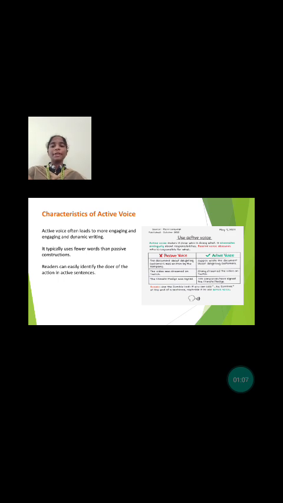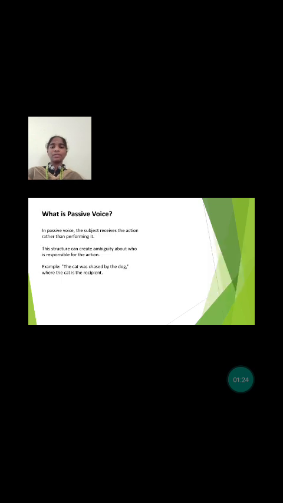Characteristics of the active voice. Active voice often leads to more engaging and dynamic writing. It typically uses fewer words than passive constructions. Readers can easily identify the doer of the action in active voice.